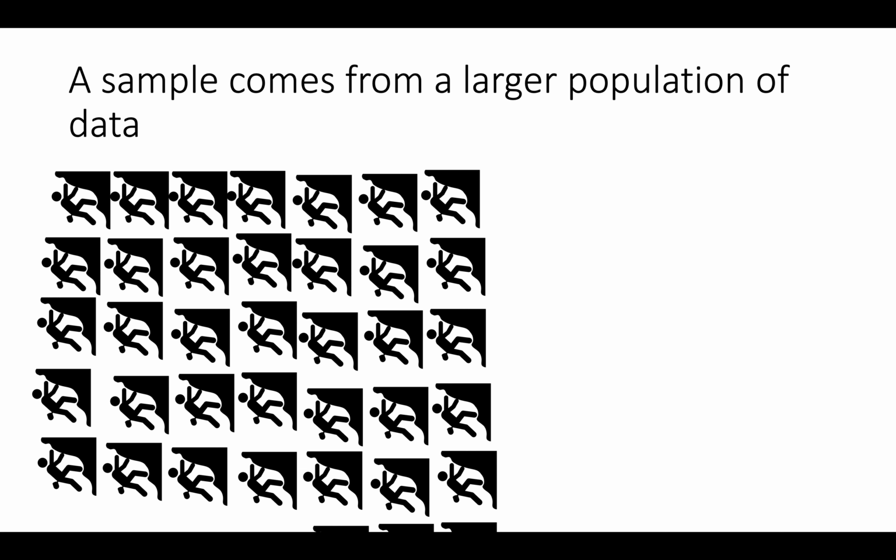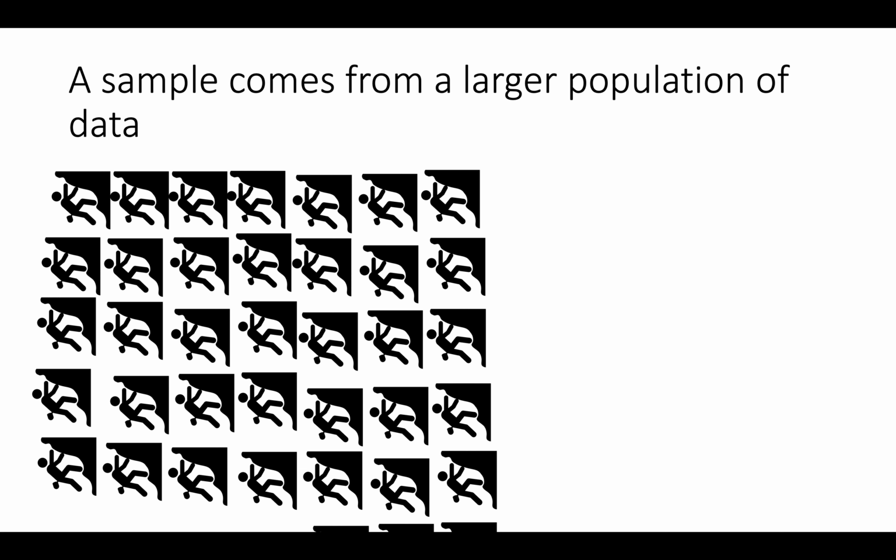Now, the statistics we're learning require you to understand a simple concept. That is that a sample comes from a larger population of data. And we're likely unable to ever actually collect the population of data. So let's take this example right here.